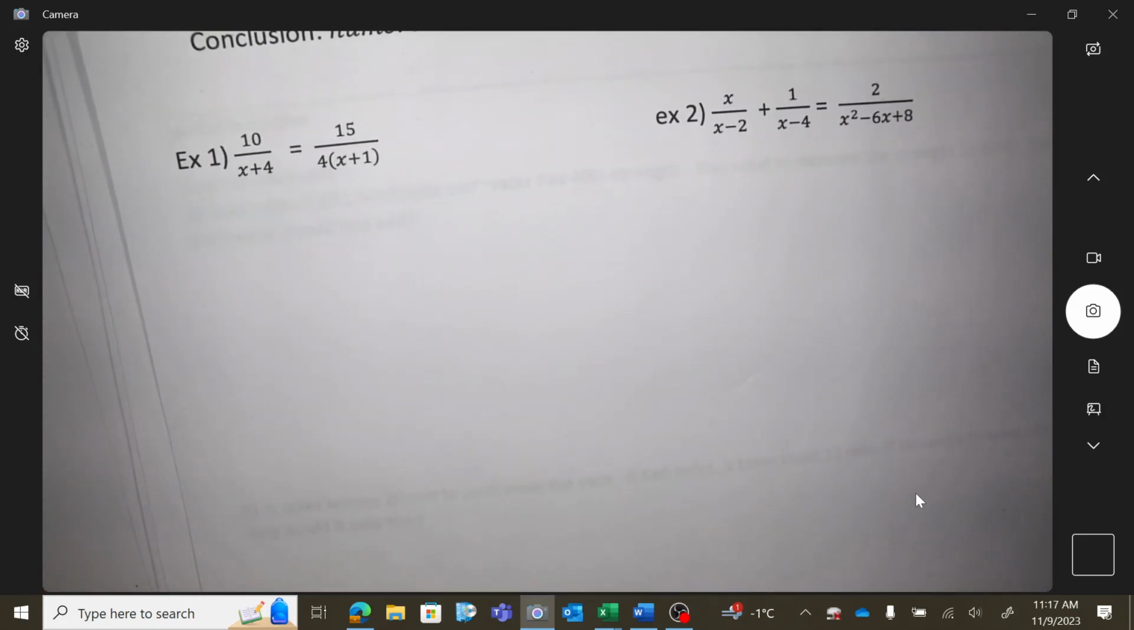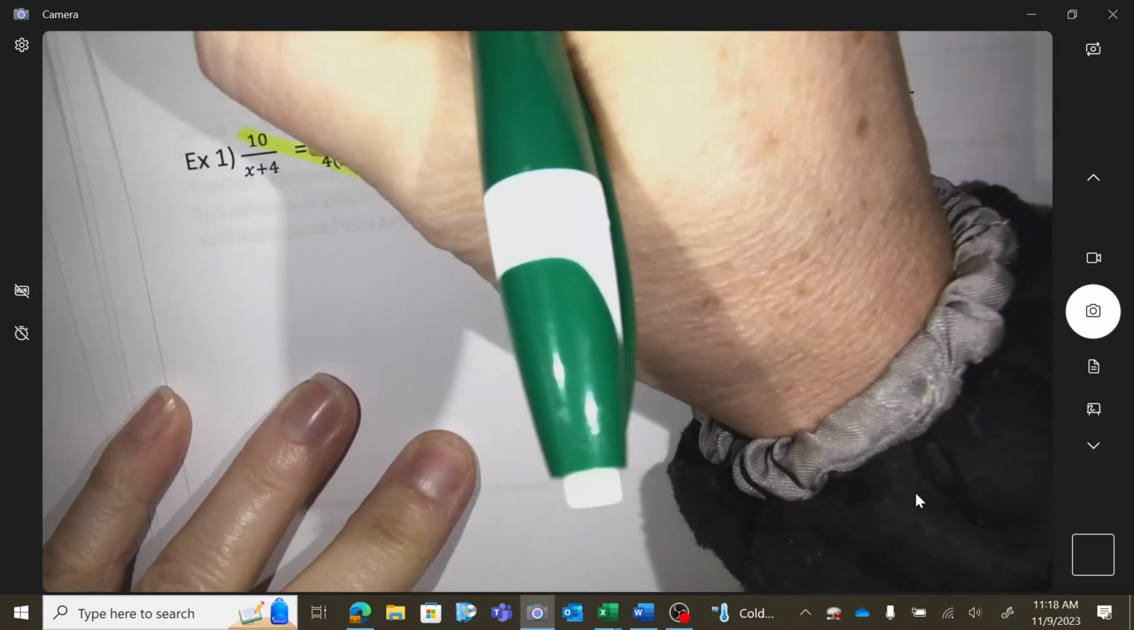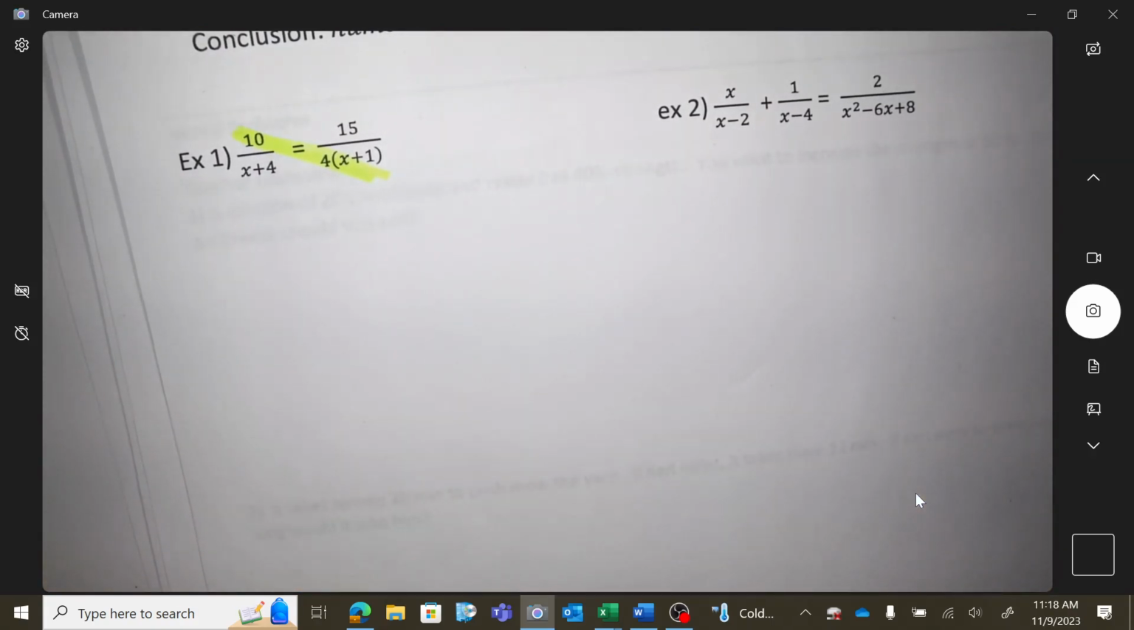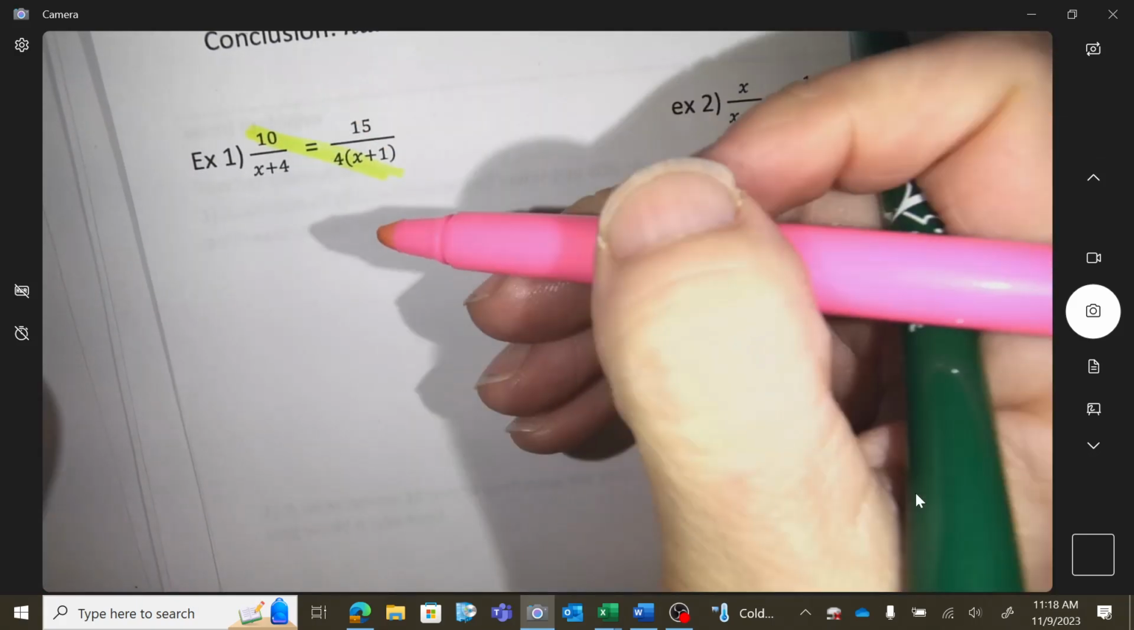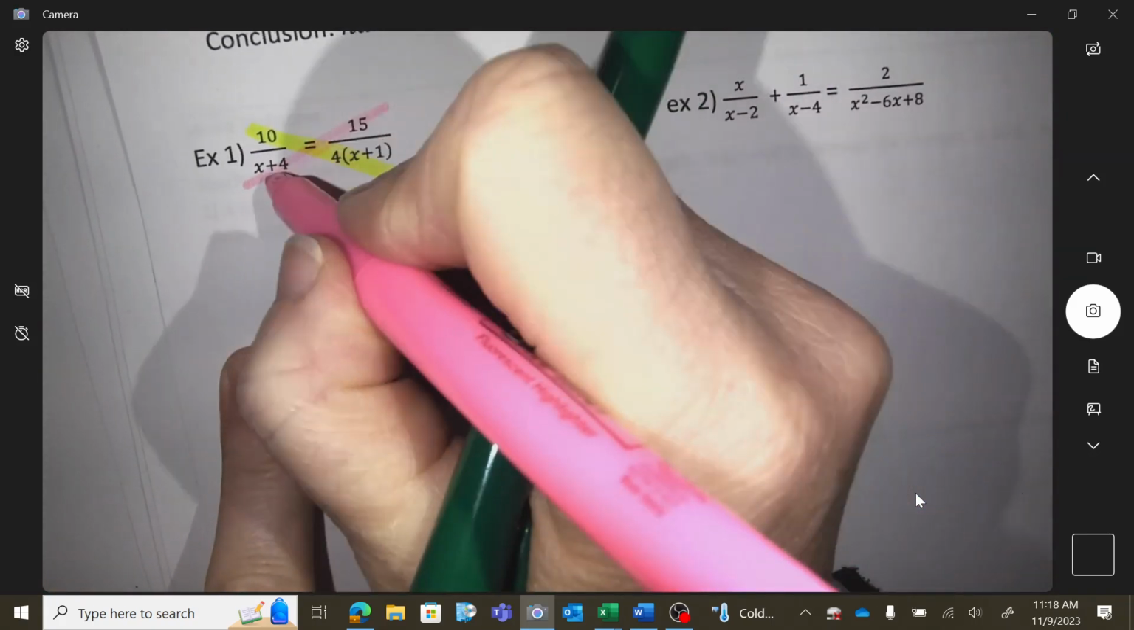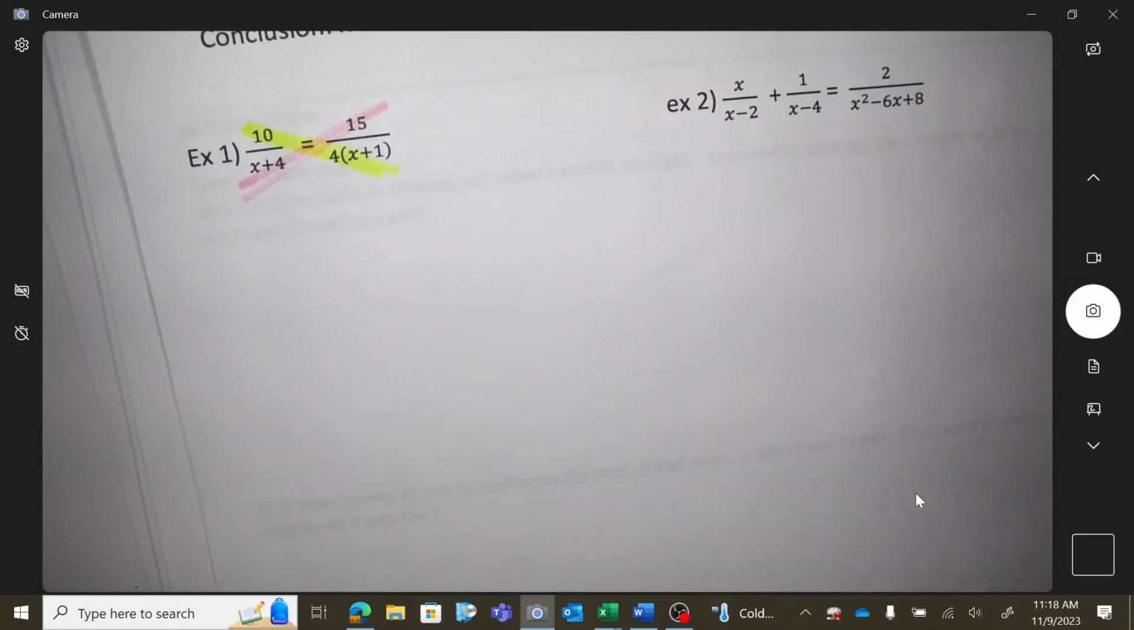Number 1, tell me, strategy. Should I cross multiply or do common denominators? I would have picked cross multiply on this one. The reason is because I have one fraction and I have one fraction. So I can just multiply them across. Okay, so here we go.